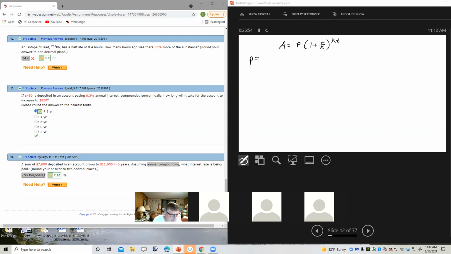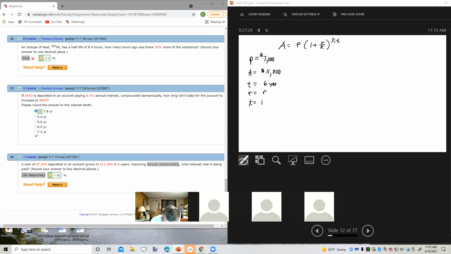P is, let's see, which one are we doing here? We're doing number 14, is $7,000. A, the ending amount, is $11,000. Time is 6 years. And the interest rate is the unknown, and K is 1 since it's annual compounded. Any questions about any of those pieces of information?